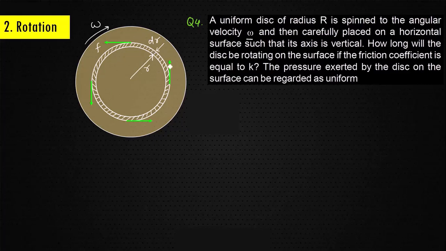If I take an element on this disk, at a distance of r from the center and of thickness dr, can I say the friction acting on this particular element is equal to mu into dm into g. Mu into dm g. What is dm? Dm is the elemental mass of this particular portion. Now what is this elemental mass? Dm can be written as sigma into dA.